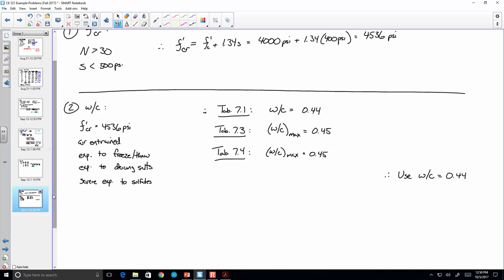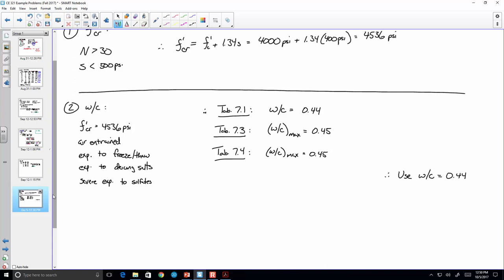Exactly. If it had been very severe, we'd be using 0.4 because that would have been our maximum, the limit. And ultimately we would have generated a mix that ended up having a higher compressive strength than is necessary. So we would have been erring on the side of caution. Yeah, but it's a trade-off. If you've got a concrete mix that's going to be used in brackish water, well, it's a trade-off. So, make sense? Okay. All right.